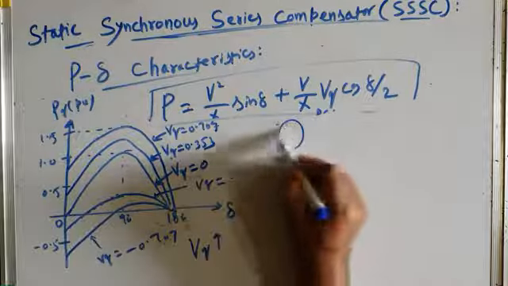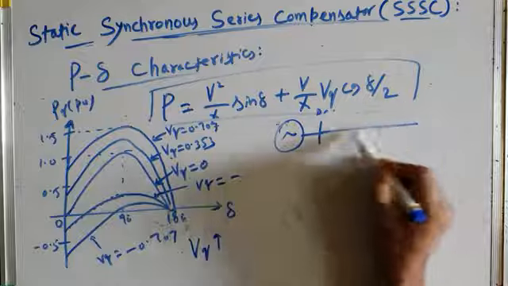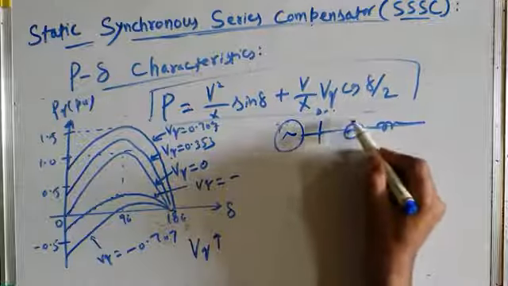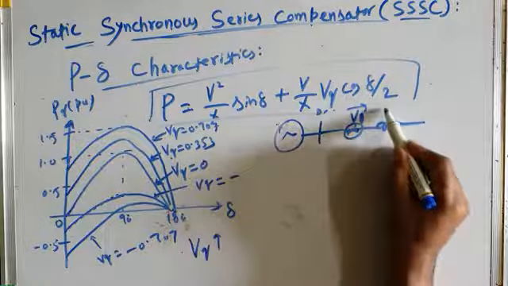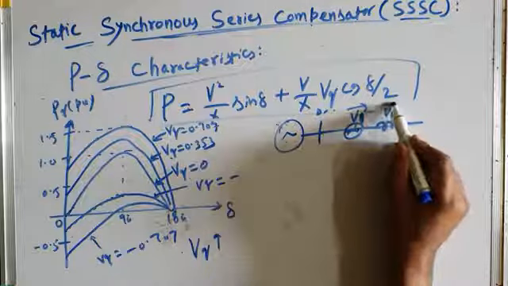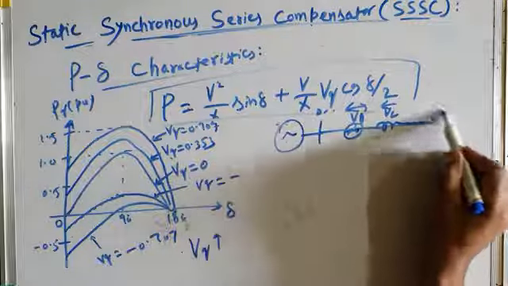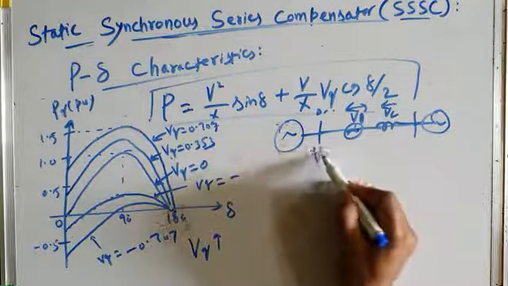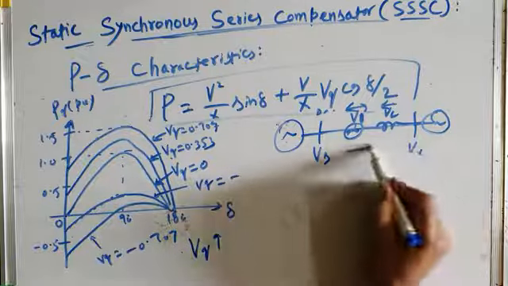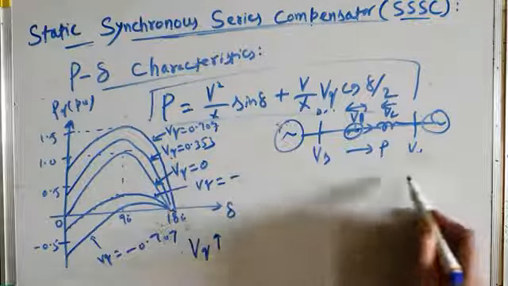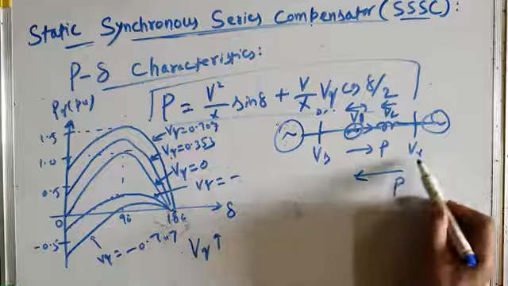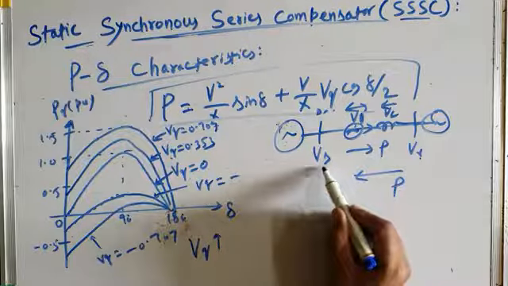Negative power means normally power flows from sending end to receiving end. This is VQ and this is VL. It flows from sending end to receiving end. Say for example, this is the sending end voltage, this is the receiving end voltage. We show the flow of power like this. But we can make power flow reverse. We can make it flow from receiving end to sending end.